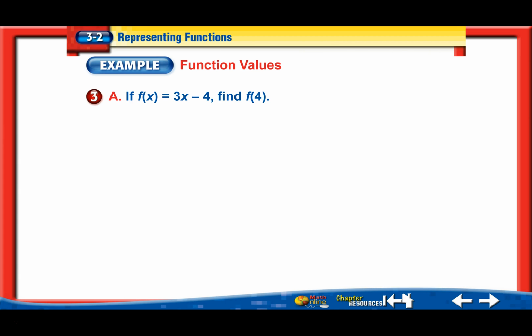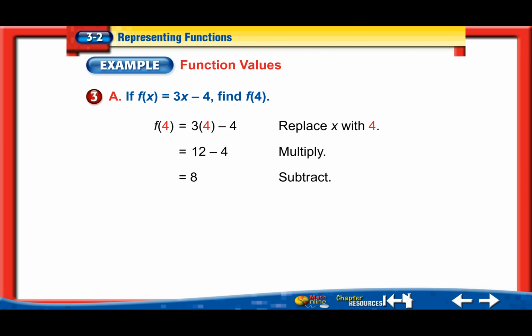All right, function values. Here's where we say if f of x is this, find f of 4. What it's going to say is substitute 4 for x, and then solve what it's going to come out to. So we would replace both of those x's with 4. From there, we're going to solve just the right-hand side, so you don't have to bring down that side there. We're going to multiply those out, and then do the subtraction, and from there we come out with f of 4 equals 8.